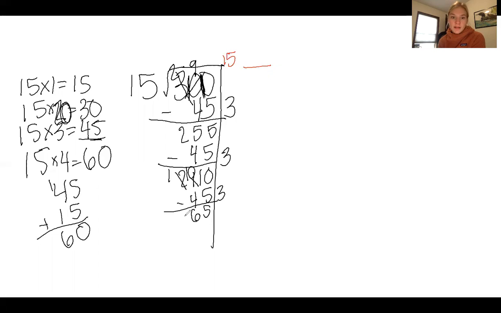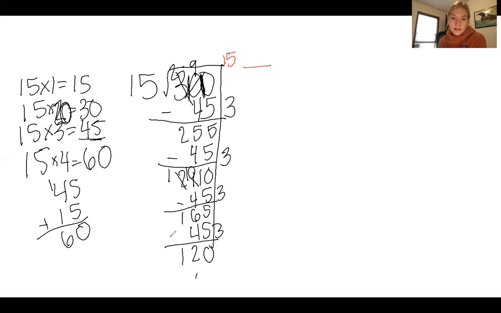Now I have 165. I like this way because then I can double check my work. If I have a wrong answer for some reason, I can go back and see. Maybe I carried a number wrong or whatever I could have done. Okay, 45. 5 minus 5 is 0. 6 minus 4 is 2.